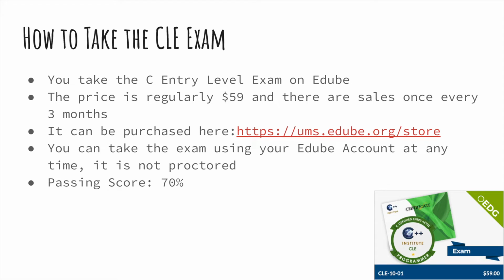So now you may be wondering, how do you take the exam? Well, the exam is $59, but there's a sale online once every 3 months. For example, there's a spring, summer, fall, and winter sale, so look out for that. And you can purchase it at this link, which is found in the description below. The passing score is 70%, and you take it online, and it's not proctored. Once you are fully prepared, you can take this exam, and it's a great way to review while showing your skills on a resume.